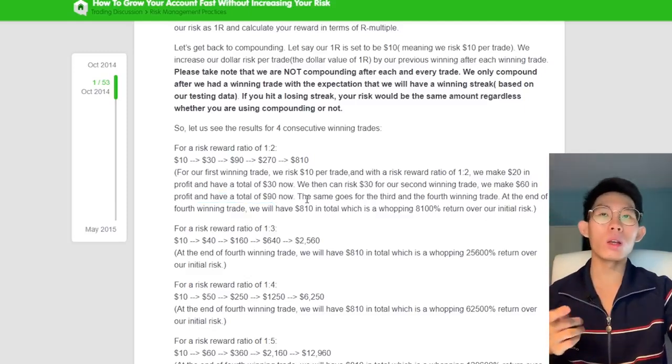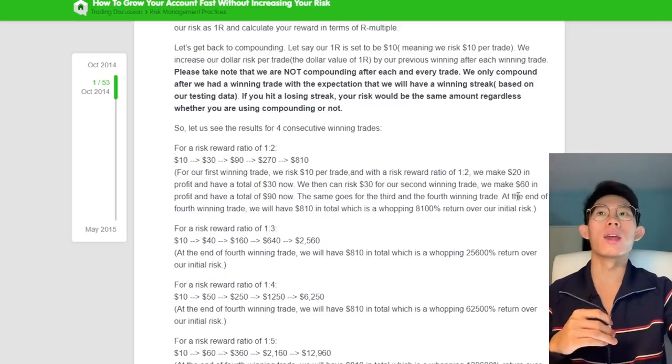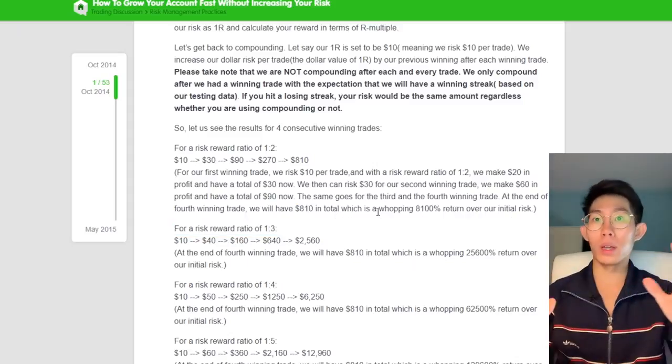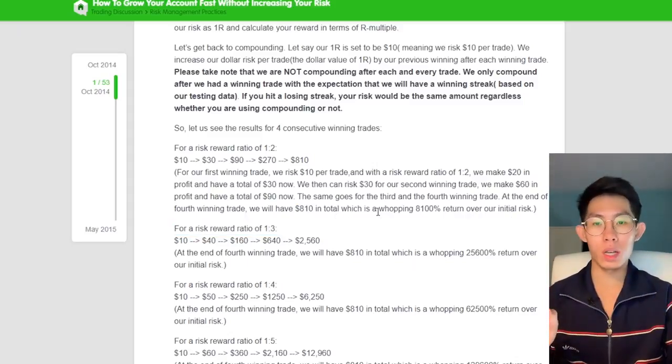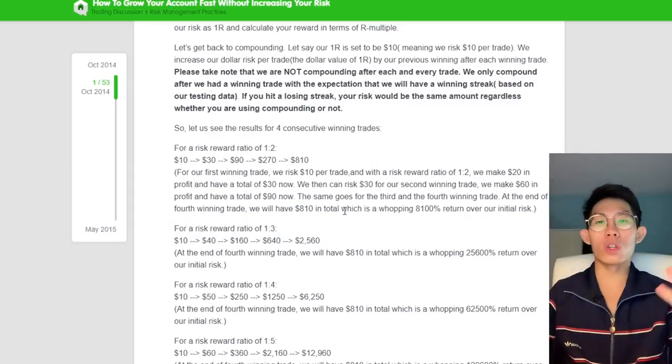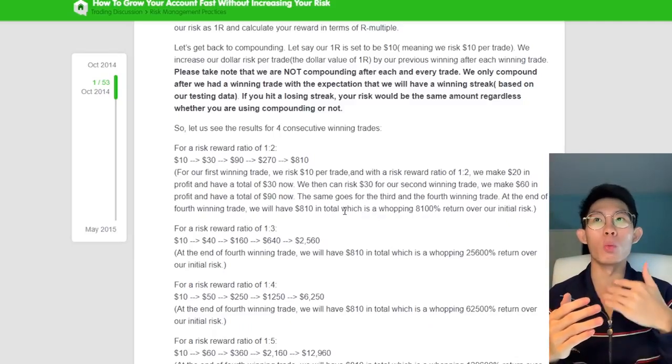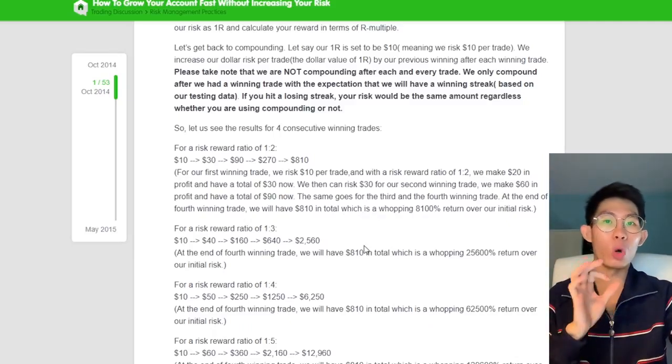Now, the same thing goes for your third and fourth winning trade. And then at the end of the fourth winning trade, we will have $810 in total, which is a whopping 8,100% return. So you can see how based on this entire concept, right, you are just risking the money that you make, right? You are just risking your winnings.